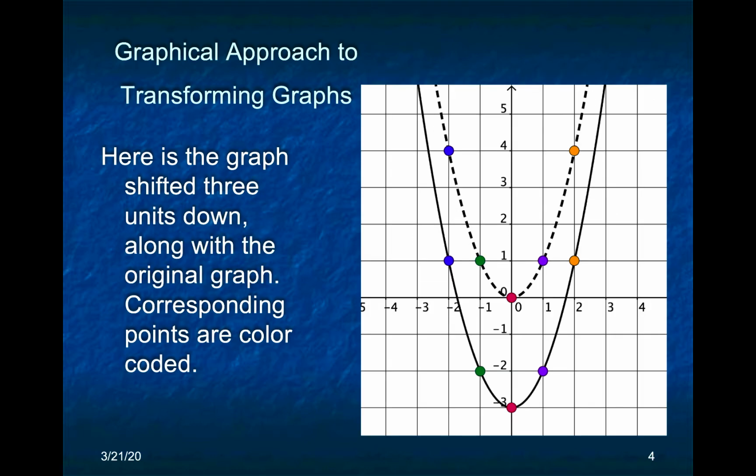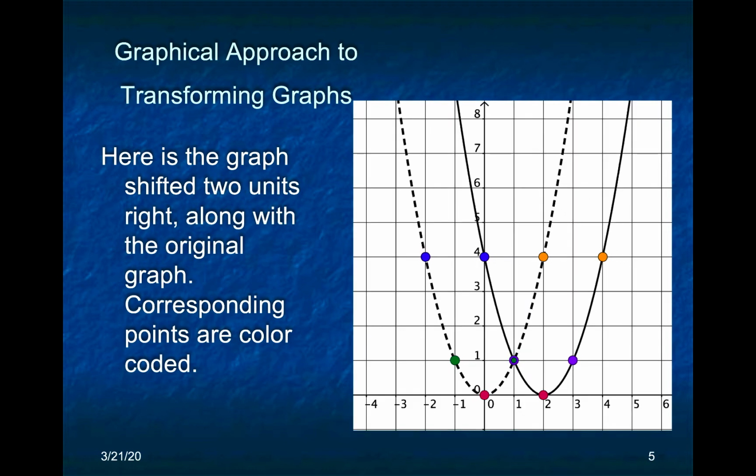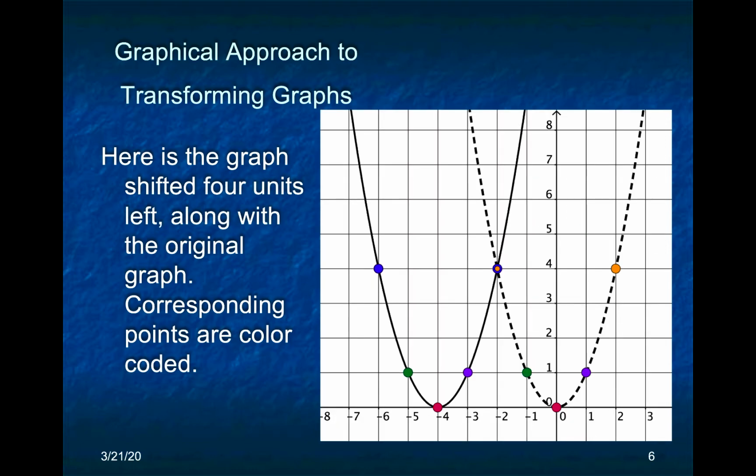So in this case I have the graph shifted down 3 units. Here I have the graph shifted right 2 units. And here I have the graph shifted 4 units left. Okay, so all of these should be pretty straightforward. You probably have remembered these from earlier classes.